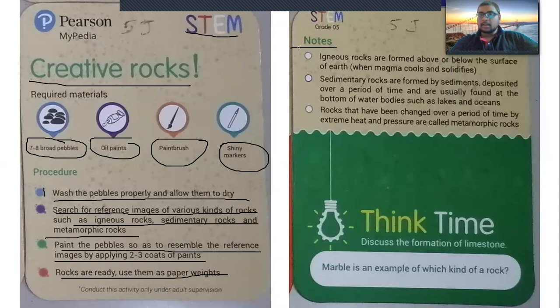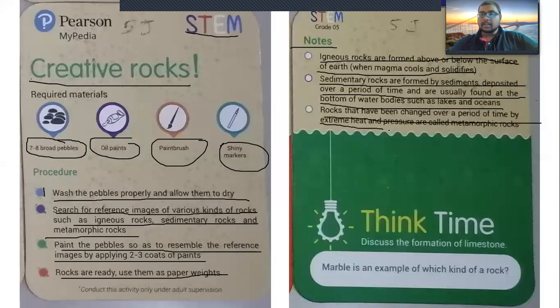There are some notes. Igneous rocks are formed above or below the surface of Earth when magma cools and solidifies. We have seen this. Second, sedimentary rocks are formed as sediments deposited over a period of time and are usually found at the bottom of water bodies, such as lakes and oceans. We have discussed that also. Third, rocks that have been changed over a period of time by extreme heat and pressure are called metamorphic rocks. We have studied these three also. So, in short, we have covered these points.